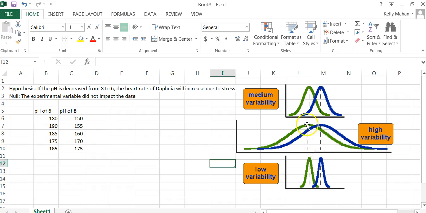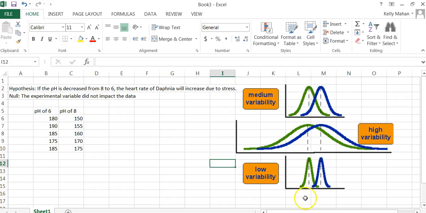In this one, you can see that there's lots of overlap. So I would definitely not say that my hypothesis was supported. They're just too close to each other. They look too similar. There's too much overlap. And so then I would have to accept my null hypothesis. My null hypothesis states the experimental variable did not impact the data. And it's pretty much saying that all of the differences are probably just due to random chance.